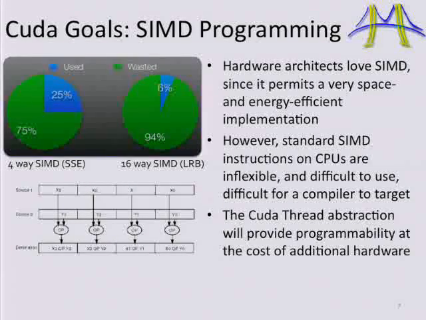CUDA will provide a threading abstraction where essentially you'll consider each SIMD lane a different processor, an entirely different processor that's completely independent of the others. And then the hardware will recognize the important special cases where they are actually executing the same instructions.